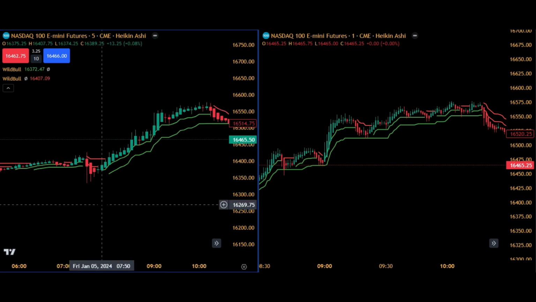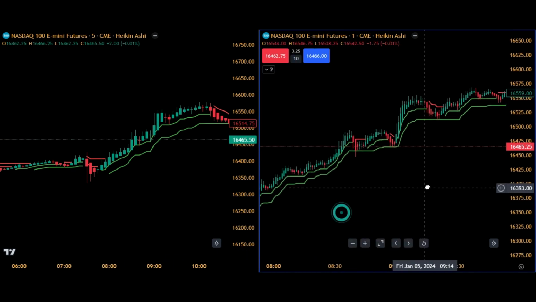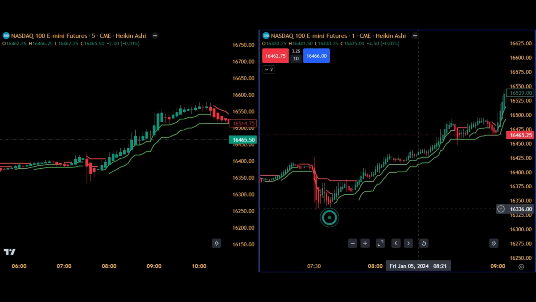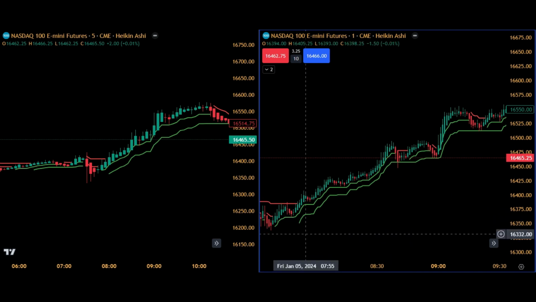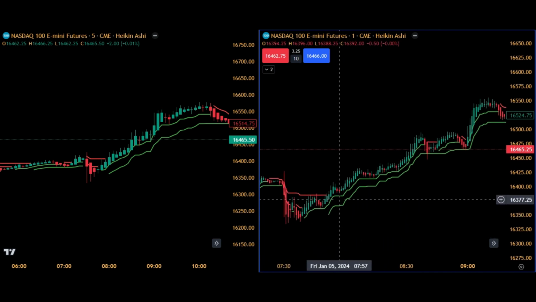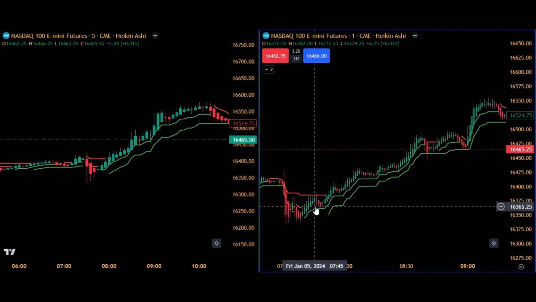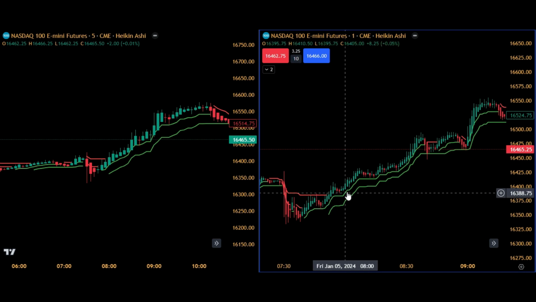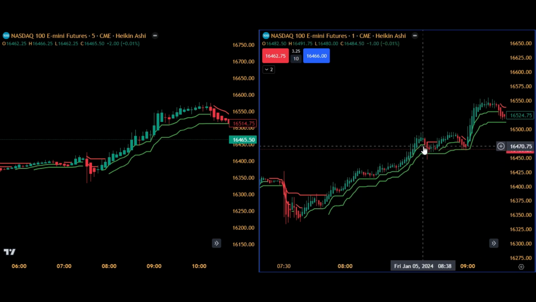This is the 5-minute chart, and this is the 1-minute chart. If the moving average is green and the price is above the moving average, I enter into a long position. I try to hold the position until the moving average is broken.